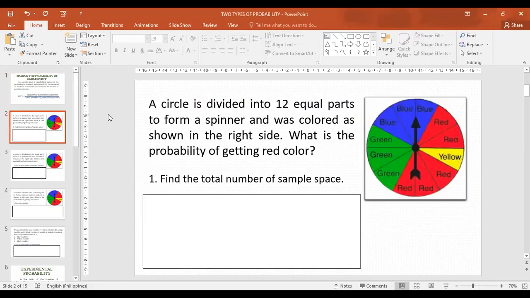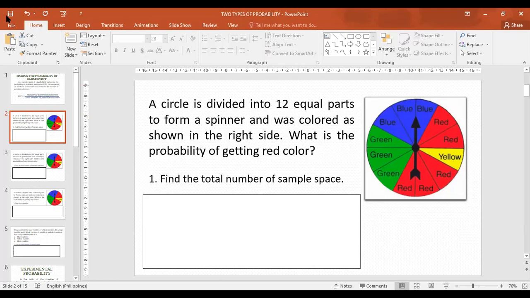A circle is divided into 12 equal parts to form a spinner and was colored as shown on the right side. What is the probability of getting the red color? The first step here is to find the total number of the sample space. When we say sample space, ito yung kabuuang bilang ng lahat ng possible outcomes, lahat ng posibleng makuha, okay? So, para lang itong color wheel. So, lahat po ng kulay dito ay possible outcomes. Okay, so let's count the possible outcomes.